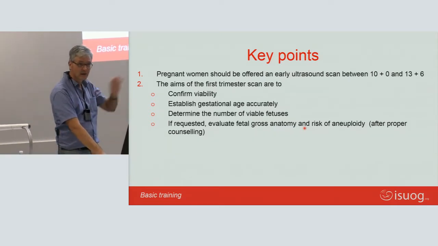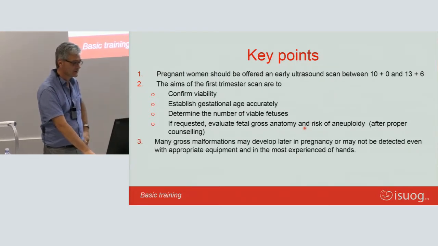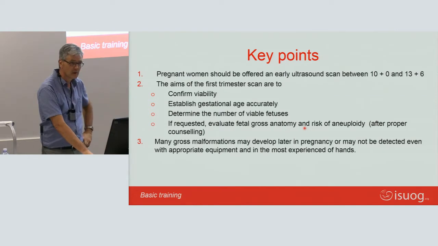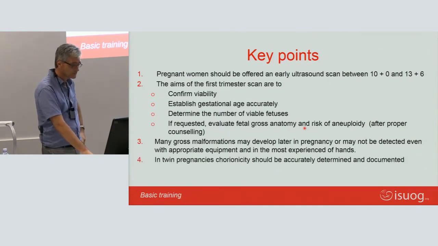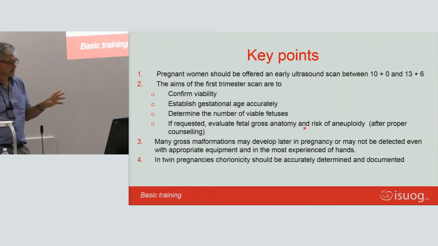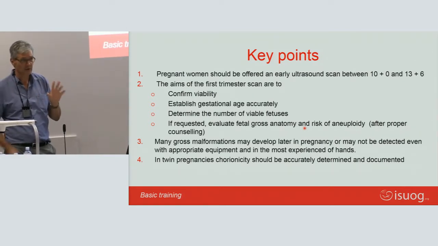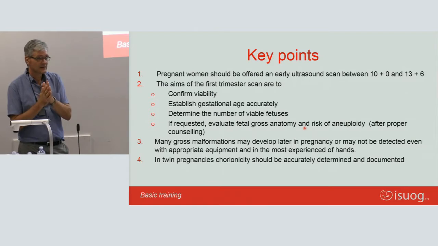But that's a whole different topic. Don't go there at this stage. Remember that many things can only develop later on. And in twins, chorionicity should be accurately determined and documented, and documented, and documented. And that's it. More questions?